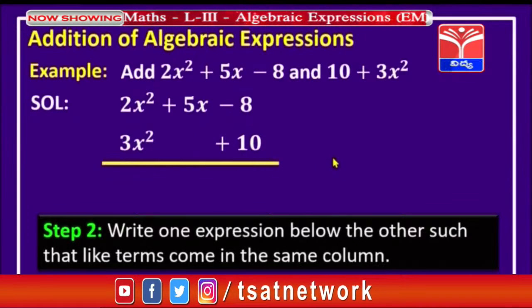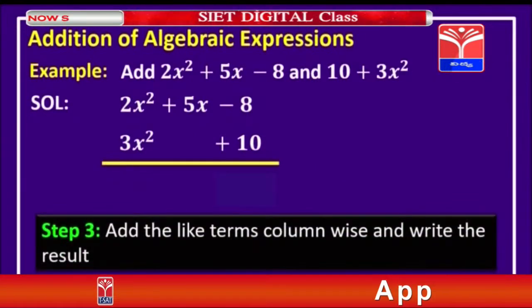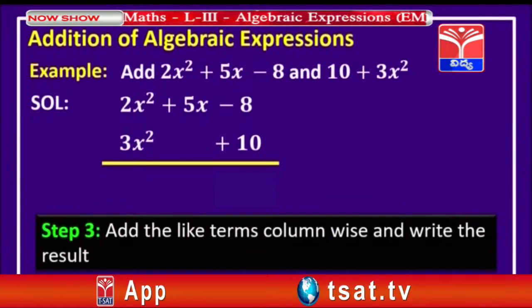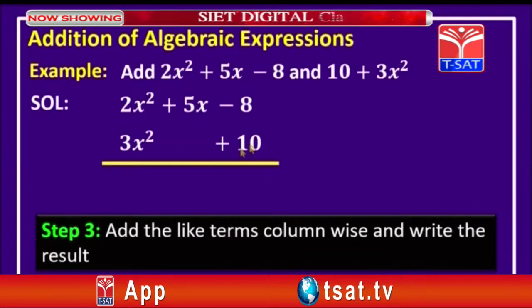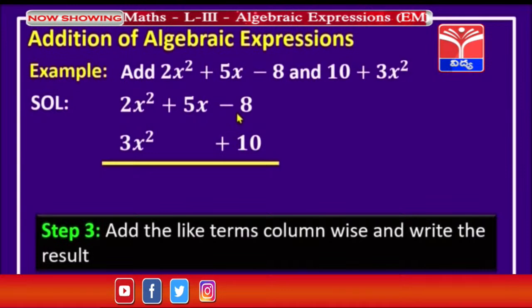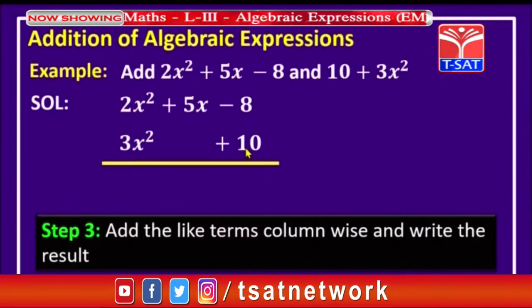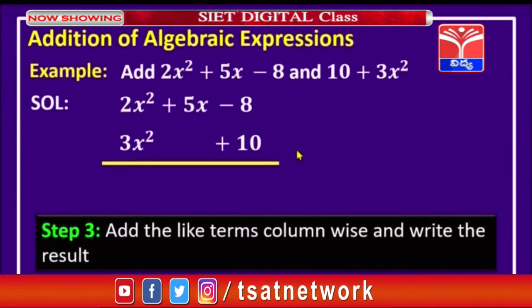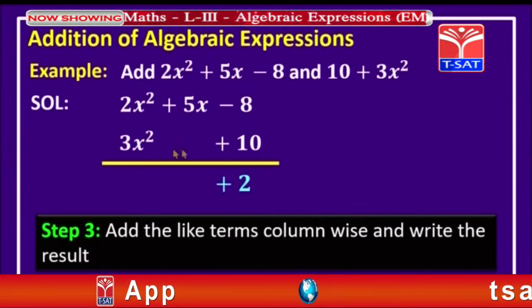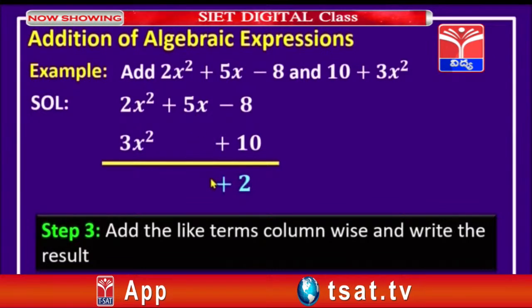Now what are we going to do? Yes, in the third step, just add the like terms column wise and write the result. That means I am going to add minus 8 plus 10. Minus 8 plus 10, a negative number and a positive number, so you need to subtract. So you will get 10 minus 8 is equal to plus 2. Then since we don't have any x term in the second expression, we write down the first expression as it is, that is 5x.